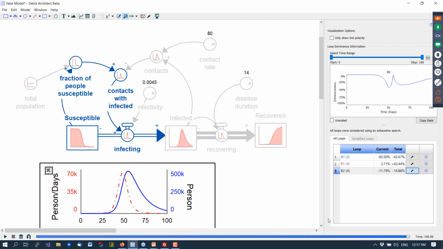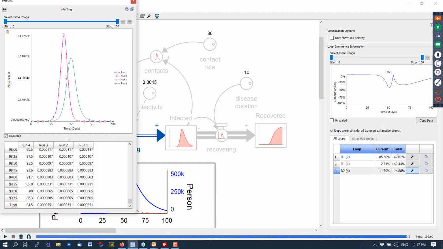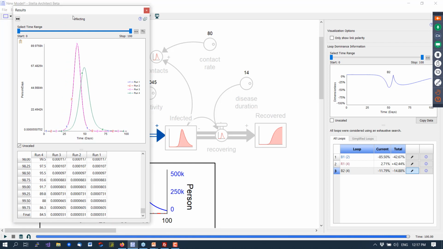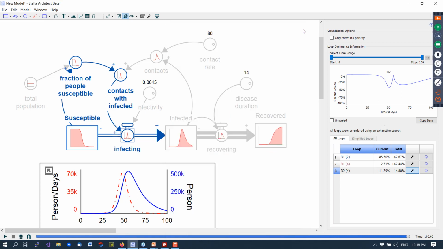And if we do a results comparison, for example, to view results on infecting, then we have this. The number of infections is lower and more spread out. And the total number of people getting infected, right now, it's not changed much. Almost everyone in this population is being infected.